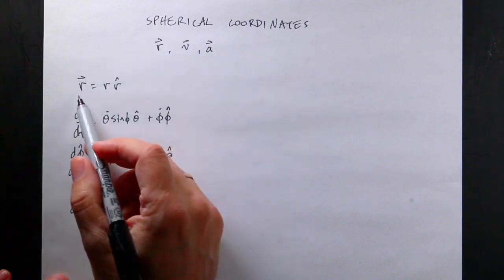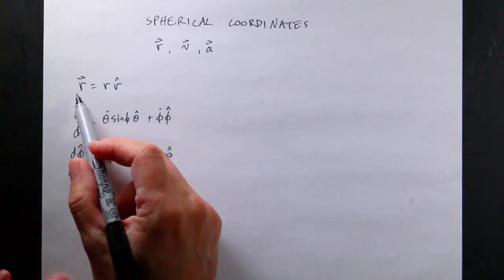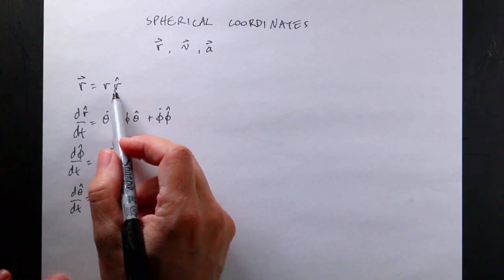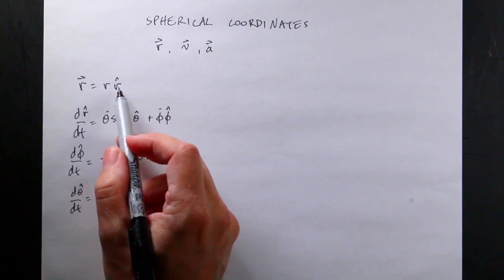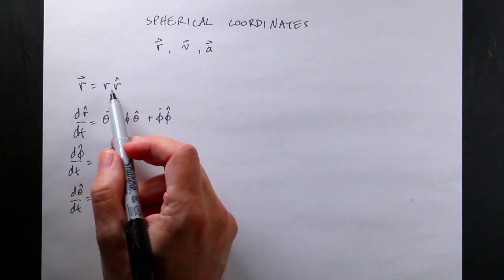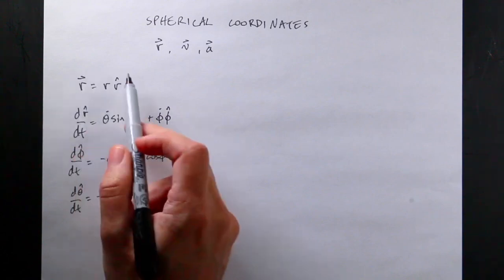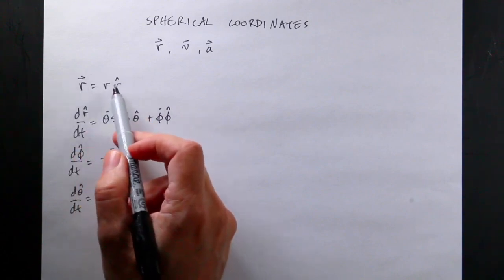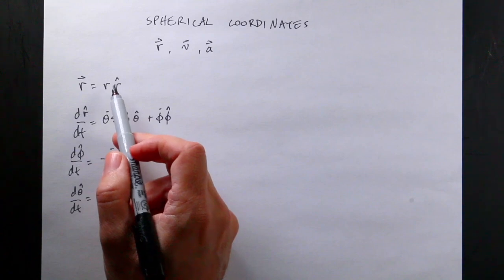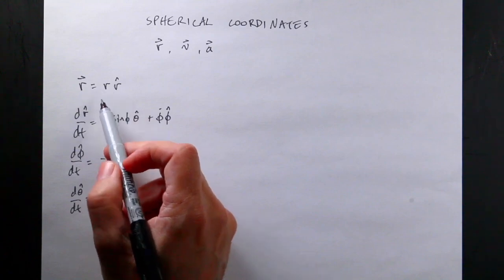So if I have the position of an object in spherical coordinates, it's just going to be the distance from the origin times the unit vector, which is just r r hat. And we write this stuff like this all the time, and that's why I like using r for spherical coordinates. Some people use rho, but I like to use r.